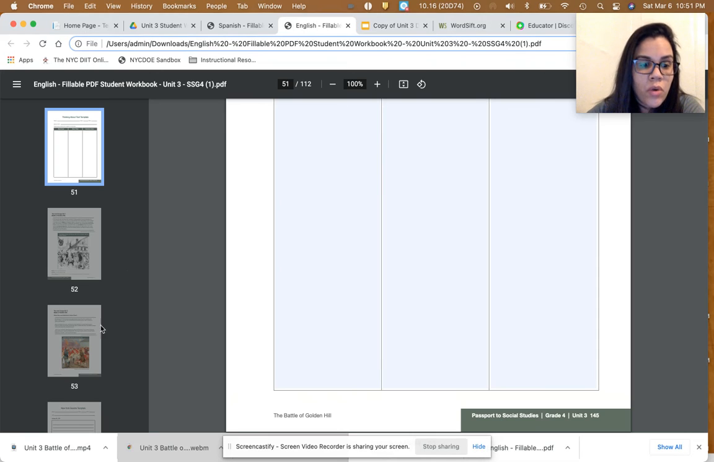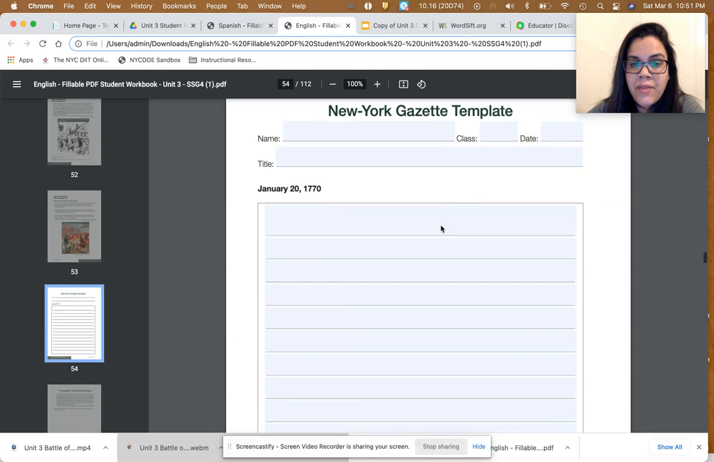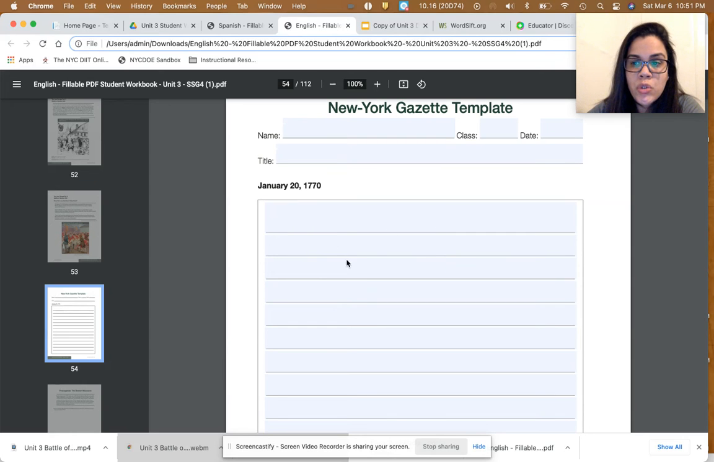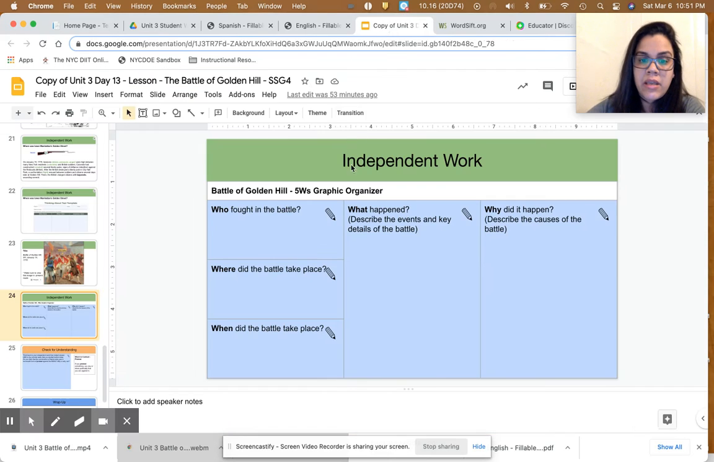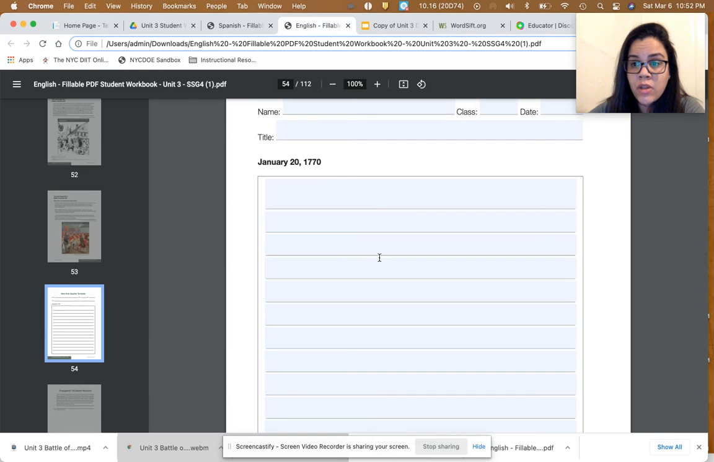If you're using the workbook, you could fill out the 5 W's organizer and then use this template to sort of take the information from the 5 W's graphic organizer and turn it into a news article, right? Summarizing the who, what, where, when, and why of what you learned.